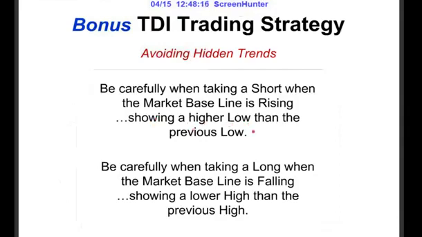When taking a short, when the market baseline is rising or having a higher low than the previous low, be careful on that, okay? Now then, be careful when taking a long when the market baseline is falling. And what I mean by that is it has a lower high than the previous high. That's your hidden trend. And I'm telling you what, folks, I've missed it. Other traders have missed it.